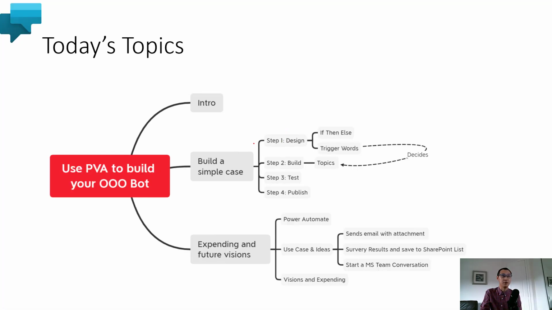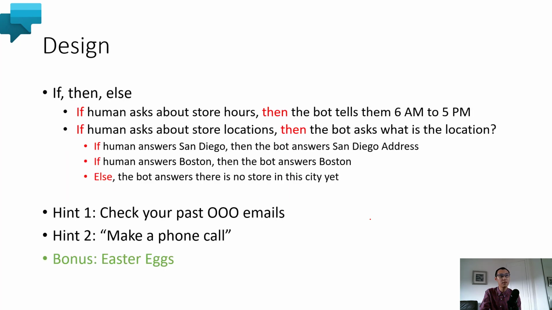The first thing is to design. The design step is just to think what can the bot answer and what you want the bot to answer. And the core logic of this bot is if, then, and else. In the design step, I can think what questions I might receive. So if a human asks about store hours, this is one topic. Then the bot can answer it is from 6 to 5.